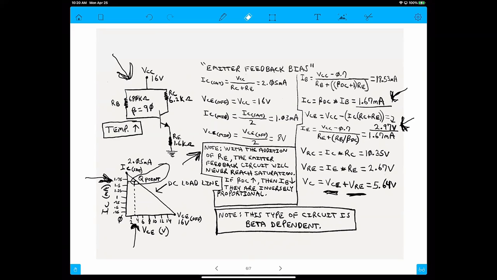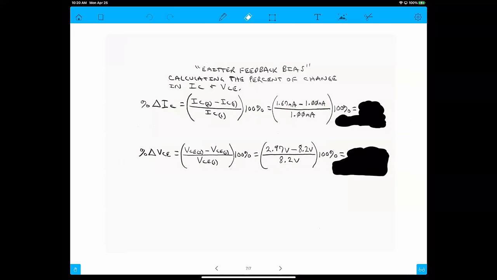So let's quickly do our calculations for our percent of change and let's see what happens. What do we come up with for our percent of change for IC and for VCE? So calculate those and put them in the chat box. All right, Brett, perfect. Micaiah, perfect. Okay, excellent. Artem, excellent. You got it. Good job. Okay. So I think you guys are getting this down.